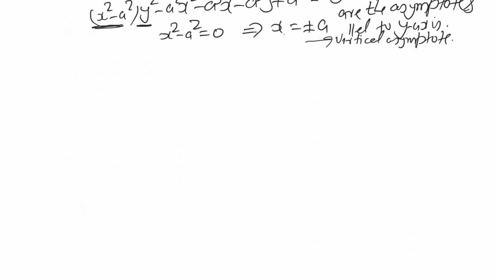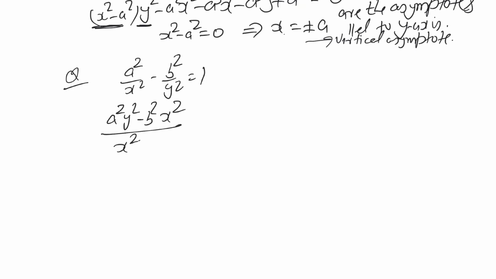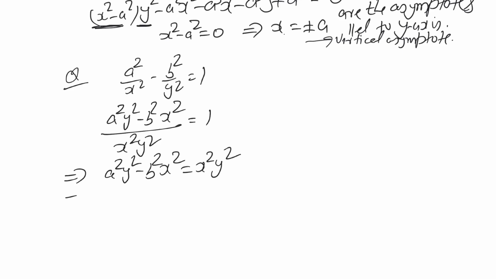Next, find the asymptotes of the curve given by a square over x square minus b square over y square is equal to 1. Take the LCM: a square y square minus b square x square divided by x square y square is equal to 1. This implies a square y square minus b square x square is equal to x square y square. This implies a square y square minus b square x square minus x square y square is equal to 0.